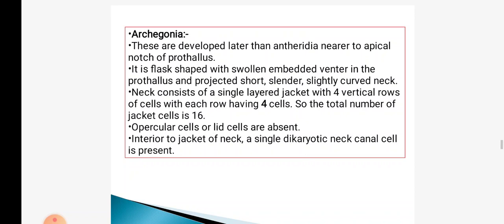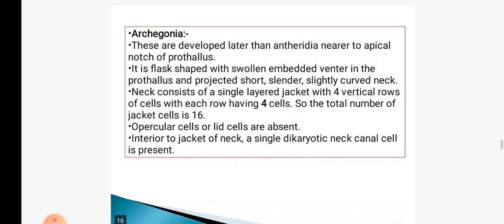Opercular cells or lid cells are absent in the Archegonia. Interior to the jacket of the neck, a single binucleate neck canal cell is present.